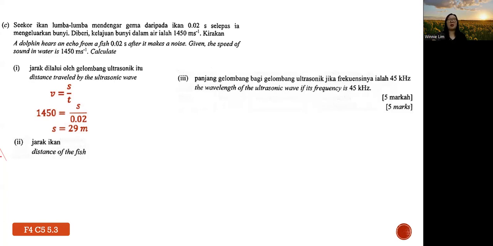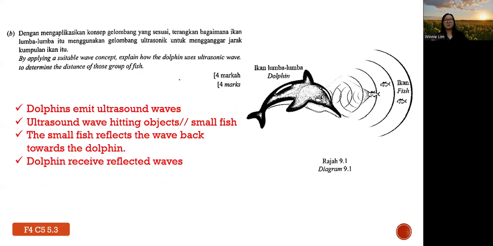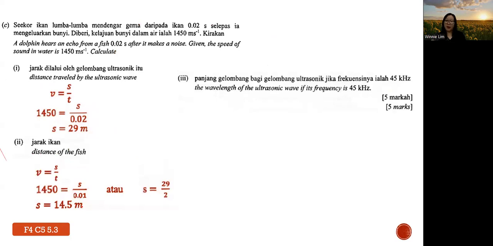But the distance of the fish, generally you need to divide by 2, because the idea is we use back the diagram of the dolphin just now. Generally, this, then bounce back, is 29 meters. So you want half of it, then you divide by 2. So that's why you get 14.5.